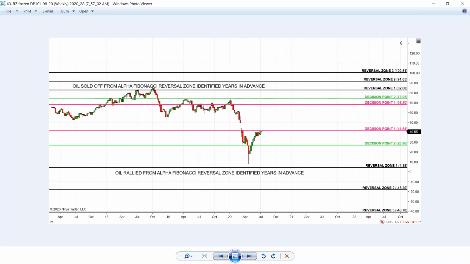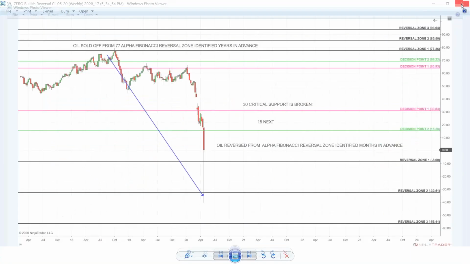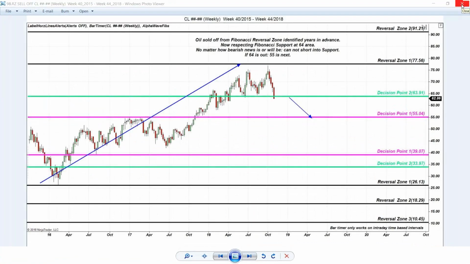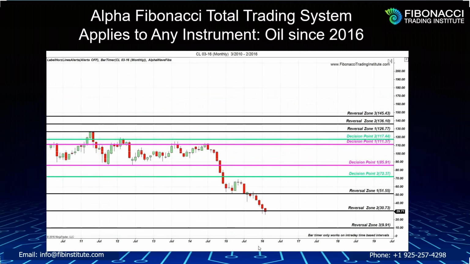This morning oil no longer at the bottom. This morning oil testing key Alpha Fibonacci support. This is the power of the Alpha Fibonacci system that identifies all institutional reversals in advance.